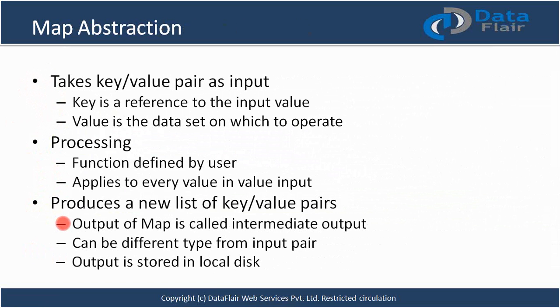Now guys, understand this. MapReduce is the complete algorithm. The first phase of processing is called map. The second phase of processing is called reduce. The input to map is the actual input and the output from the reducer is the actual output. But the output from the mapper is called intermediate output. It's not the final output. We'll discuss these 2 points: it can be a different type from the input pair, and the output is stored in the local disk. We'll see this.